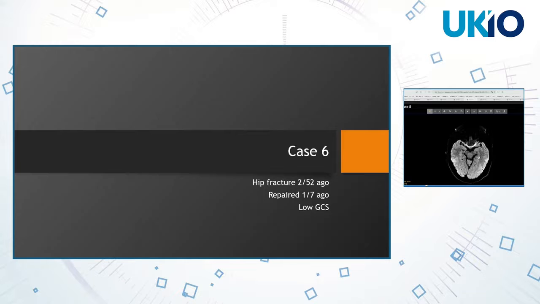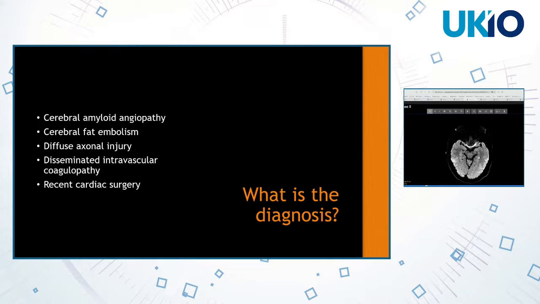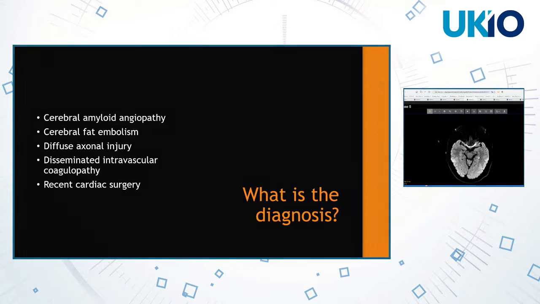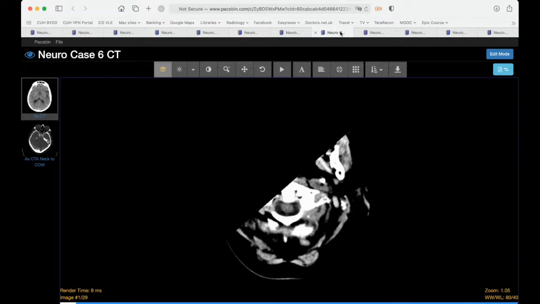Okay, case 6. So this is a lady who had a hip fracture 2 weeks previously. She had a repair about a day before this presentation, and she then presented with low GCS. Okay. So if you head over to case 6, there are a number of things that could be going on here, and so these are the conditions that I'm asking you to differentiate between. So if we could share my screen to case 6. And have a look at the CT first.